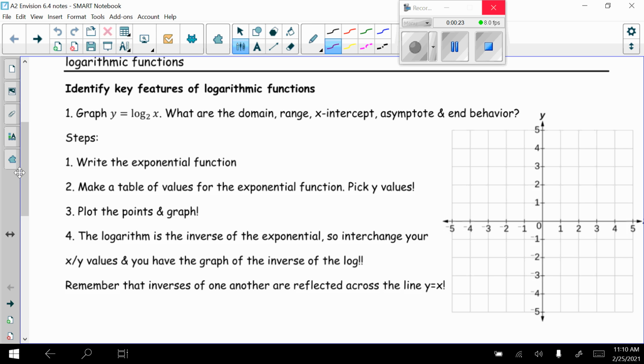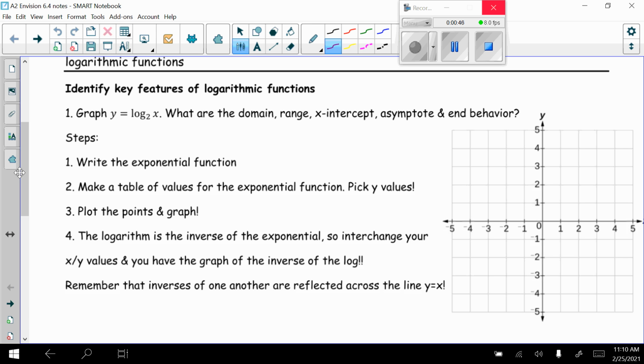The steps that we're going to take: we're going to write the exponential function. We're going to make a table of values for the exponential function and pick our y values. We're going to plot the points and graph. And then we need to remember that the logarithm is the inverse of the exponential. So we can interchange our x and y values, and then we have the graph of the inverse, the log. Remember that inverses of one another are reflected across the line y equals x.